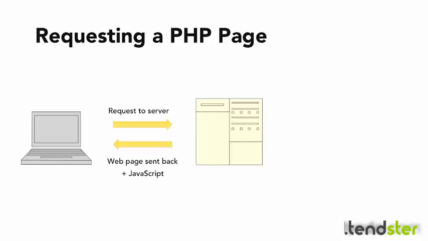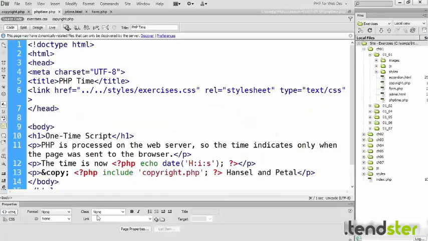engine, a piece of software that runs on the server. This processes the PHP code and merges the output with the HTML, and it's this merged output that's sent back to the browser. The PHP code remains on the server and is never seen by the browser or by the person requesting the page. Let's load this PHP page into a browser by running it through my testing server.